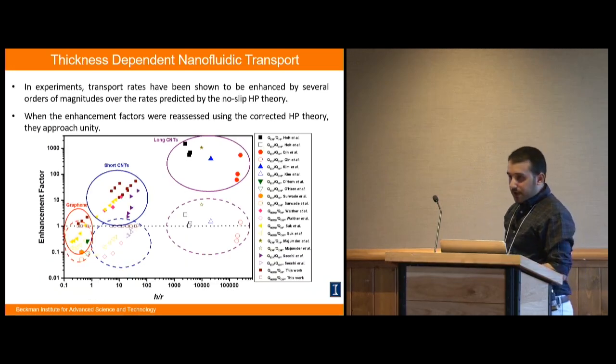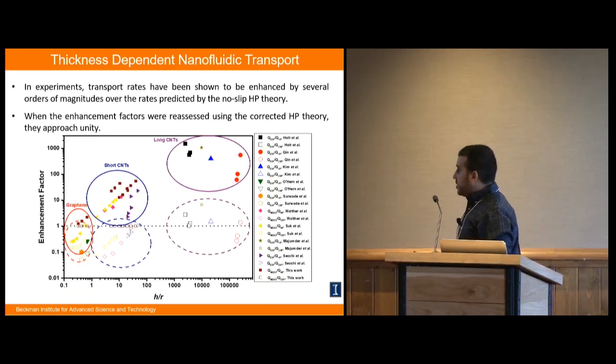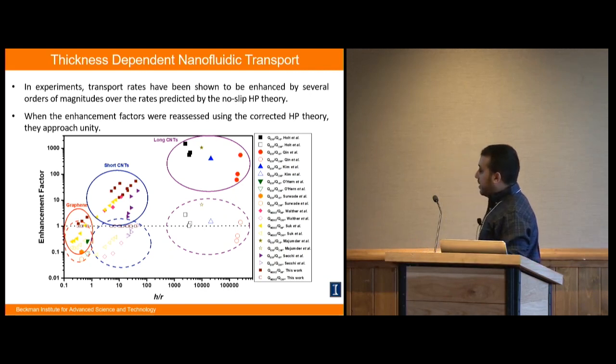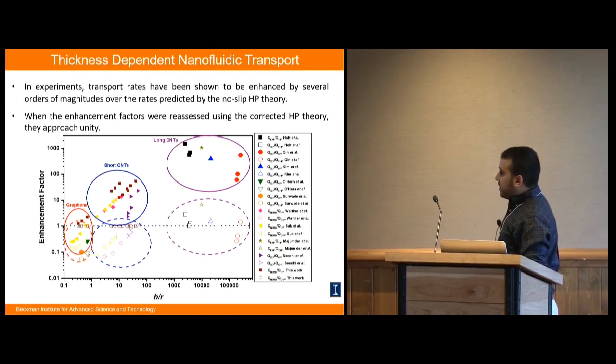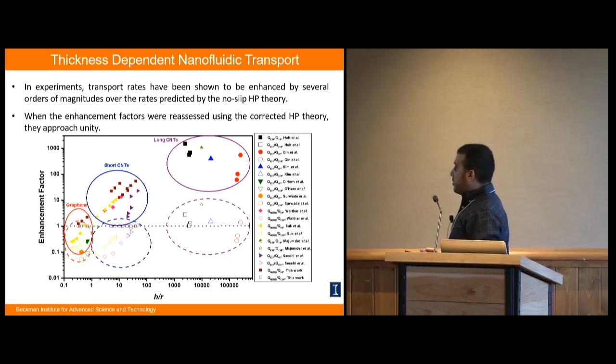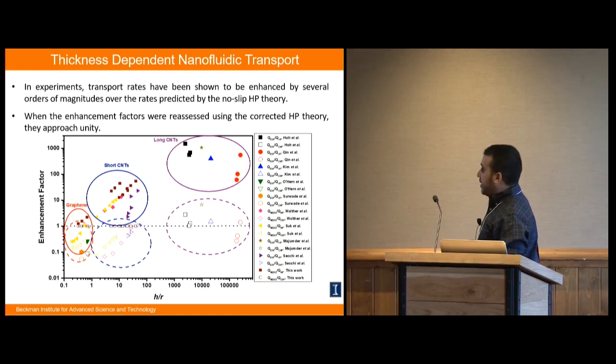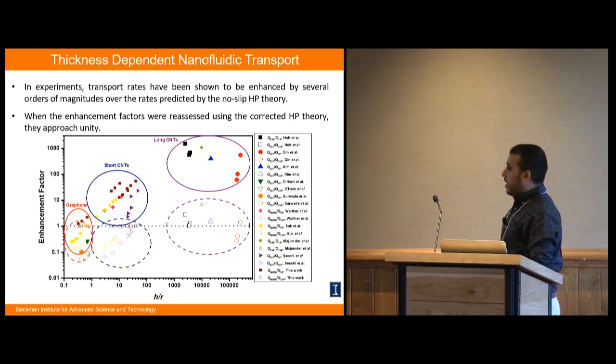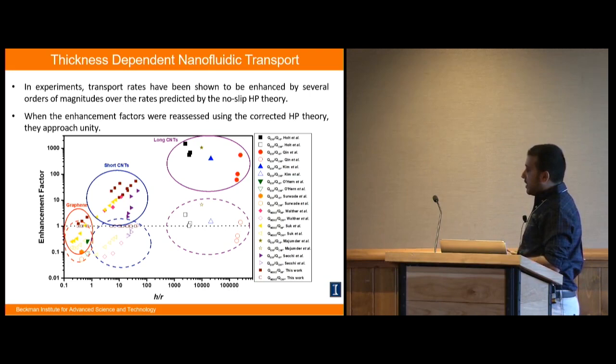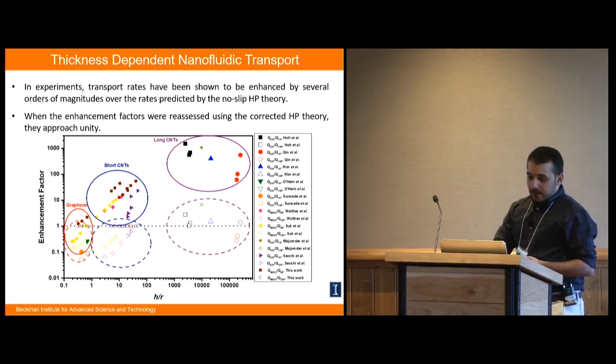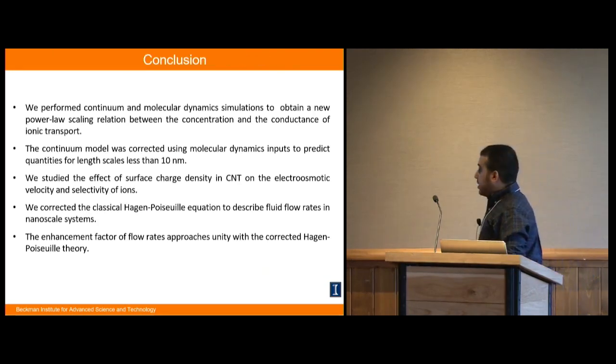But we wanted to go further, and we took several experimental data from the literature and normalized them with the flow rate that we can calculate with the Hagen-Poiseuille equation. We name it the enhancement factor, and we can see the ratio can go up to 1,000. But when we apply our corrected Hagen-Poiseuille approximation, we can see the enhancement factor goes to 1, which suggests the good accuracy of our approach in correcting the Hagen-Poiseuille equation. From there, I would like to conclude my talk.